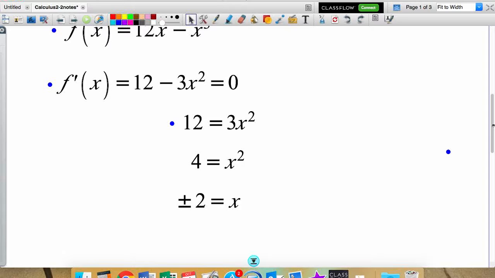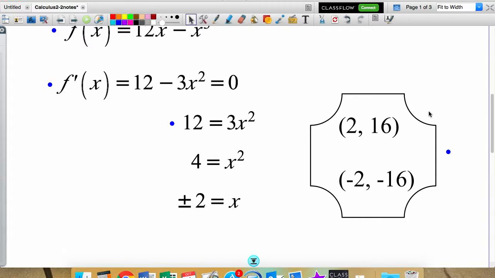Note, we're plugging it into the original function to find the point, because if we plug it into the derivative, we're just going to get 0, the slope at each of those points. If we plug 2 into our original function, we get 16. And if we plug in negative 2, we'll get negative 16 out of f of x. These are our solutions: 2, 16, and negative 2, negative 16.